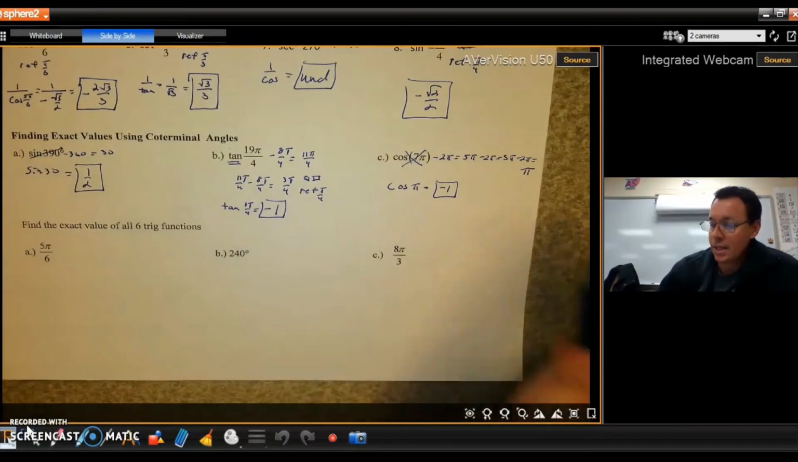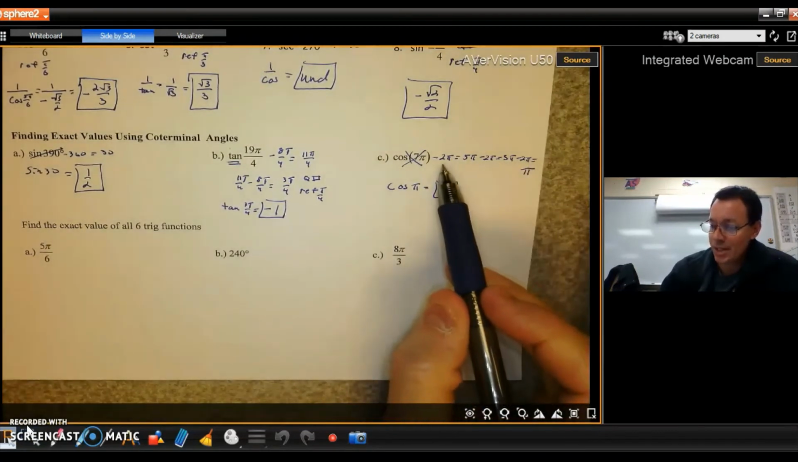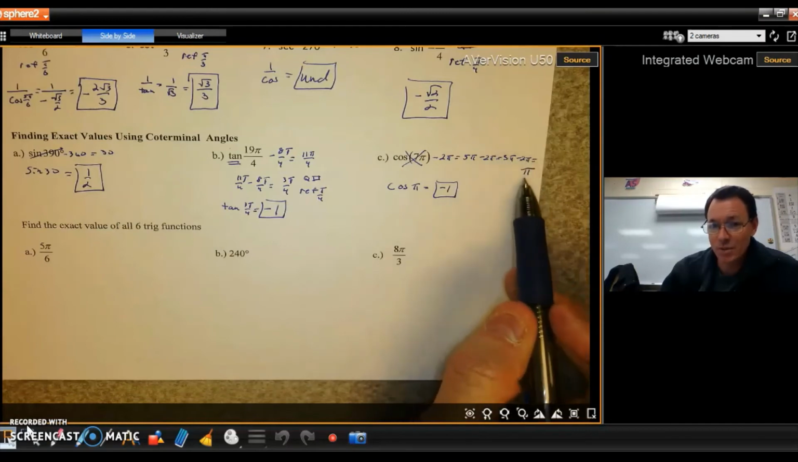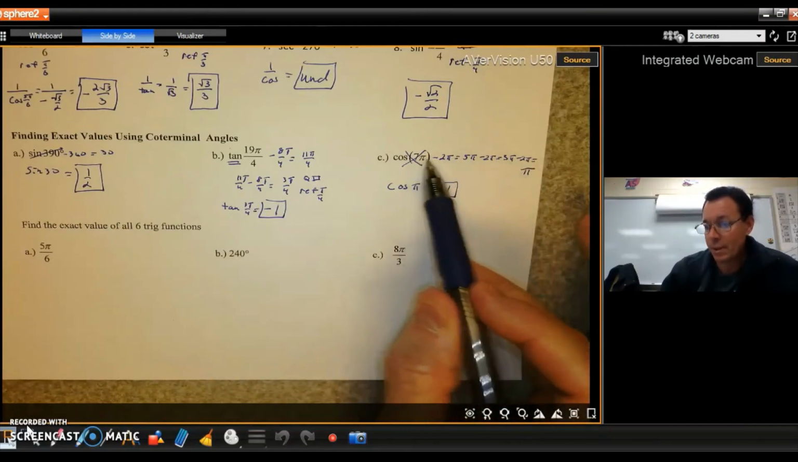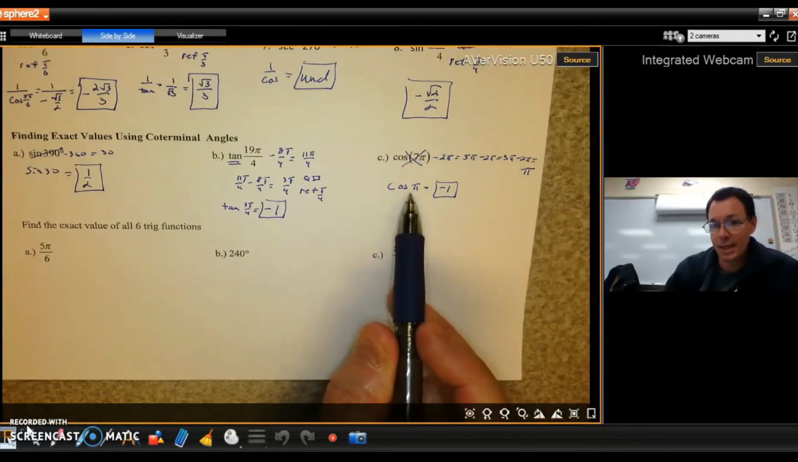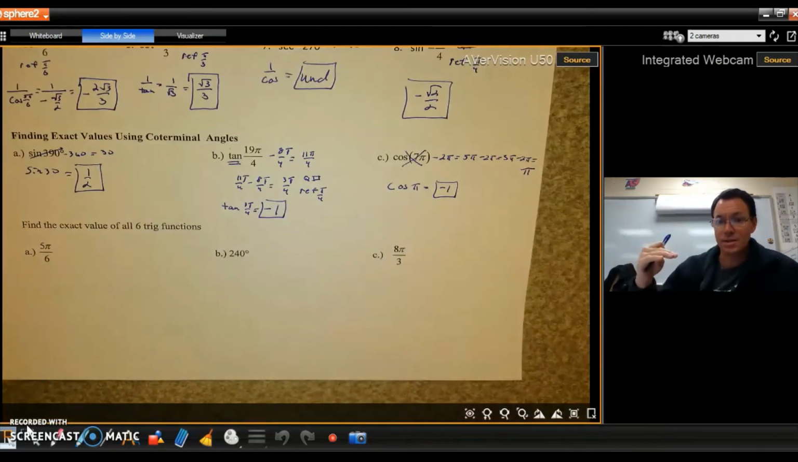Alright, so I wrote down everything I did, but I subtracted 2 pi, then I had to do it again, then I had to do it again, so eventually I got pi. So the coterminal angle for 7 pi is just 1 pi. So that's what I'm actually going to find. I'm going to find the cosine of pi. Now, that has a reference angle of 0. Because if you are on the x-axis, you are 0 away from the x-axis.